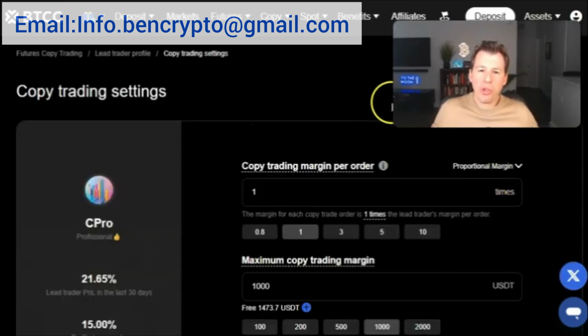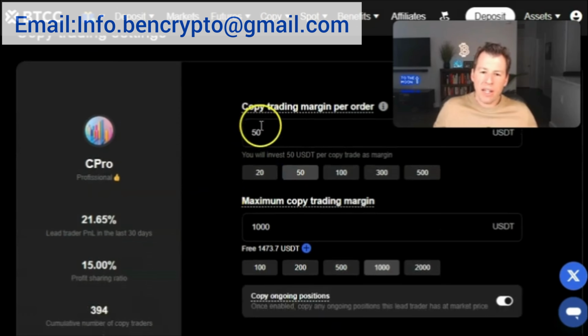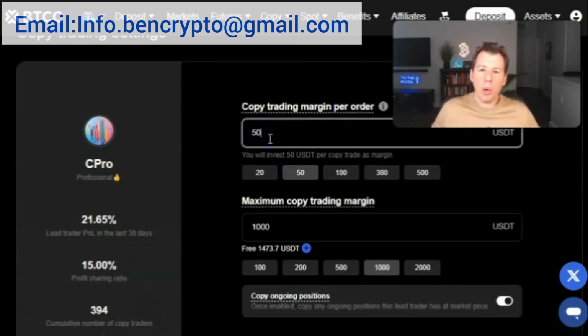Now I'm going to do a proportional margin trade here, since I think that's the slightly smarter way to go about copy trading. And also fixed margin trading is a little self-explanatory for a tutorial video like this. But if you did want to do fixed margin, then you would toggle this option right here, click confirm. Then this is the amount you're going to put in as margin, the fixed amount you're going to put in for each trade that you are copy trading for that lead trader.